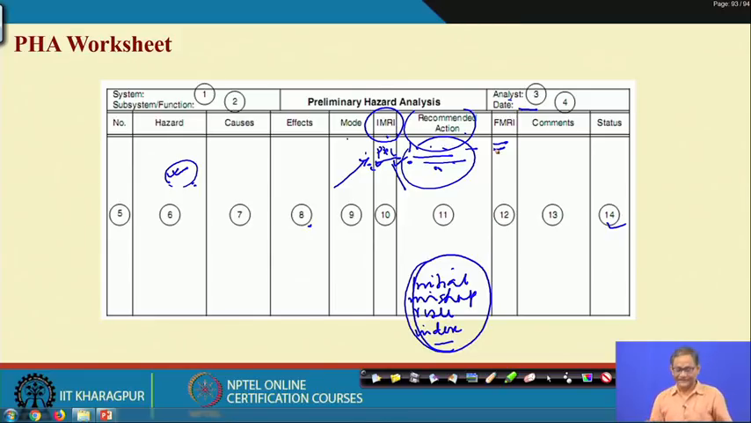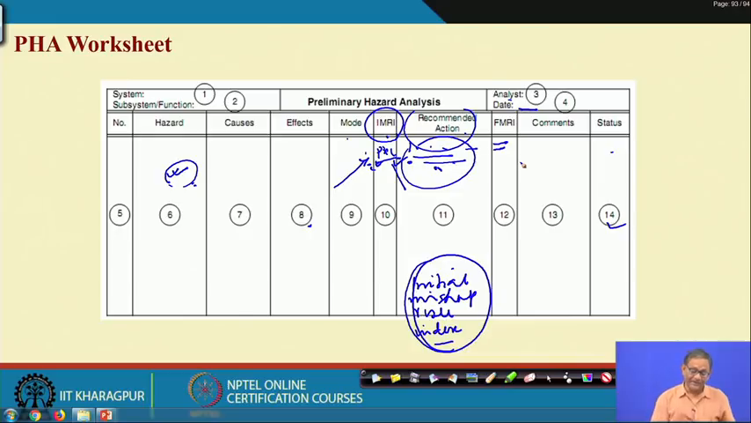I will show you with one example how it is done, and then you have to give the comment. Comment means whether the recommendation is implemented or not, or what is the feasibility, the cost component, all that. Those things you can write, and under status you write the implementation status. If it is implemented, closed; if it is not implemented, open. Under comment you can write many things, whatever you find relevant.